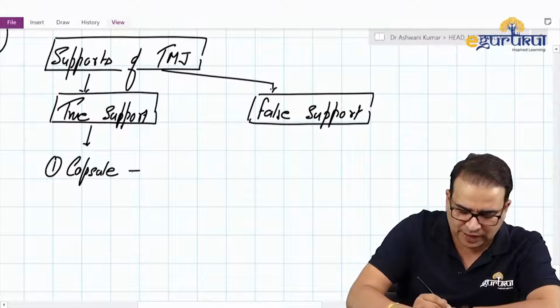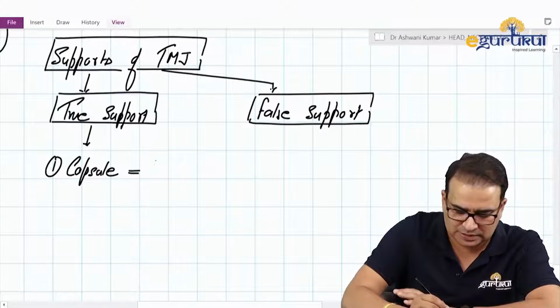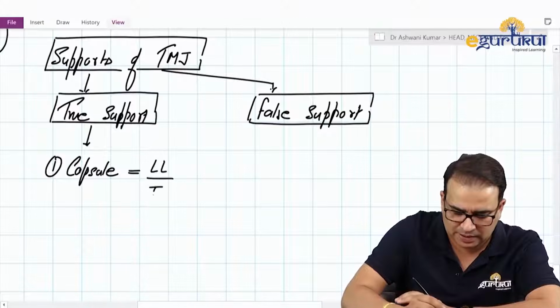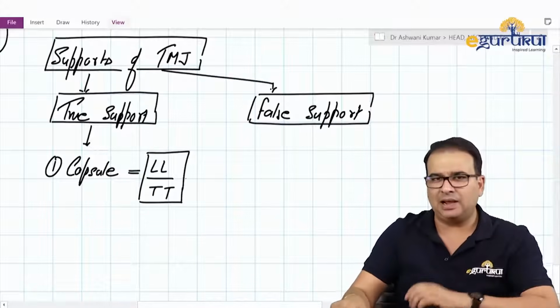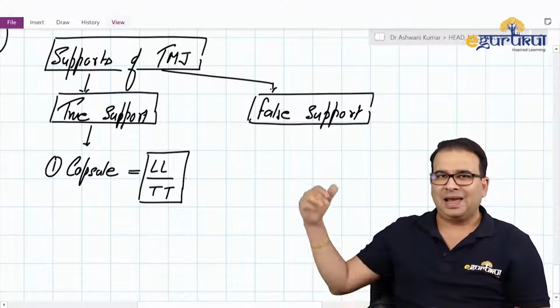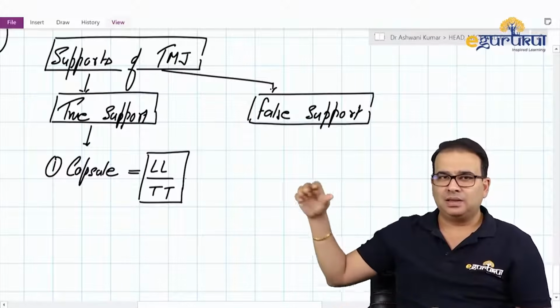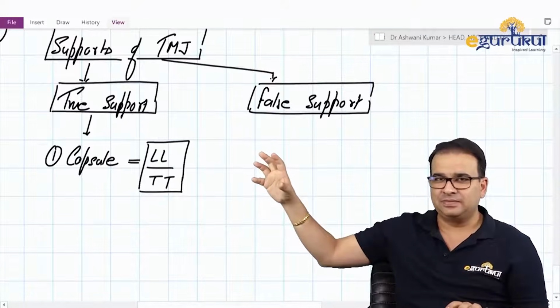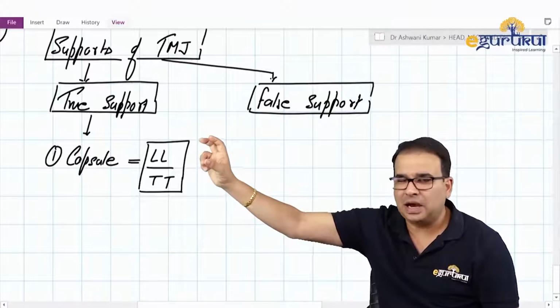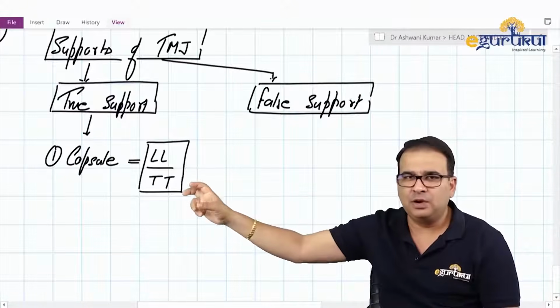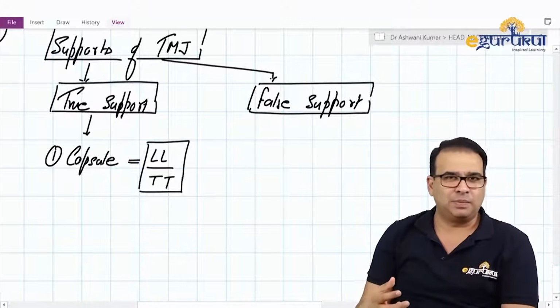And see, the property of the capsule can be remembered if you write this LL by TT. This will help you remember the property of the capsule. LL reminds you of loose and laxative in the upper part. I've written it above. TT I've written below. It's tense and thick in the lower part.